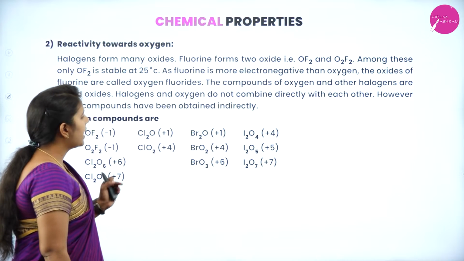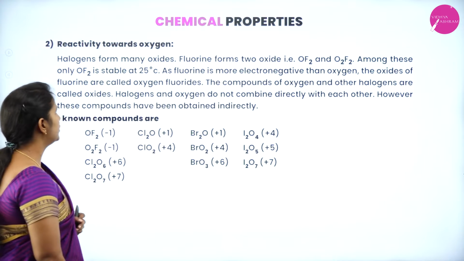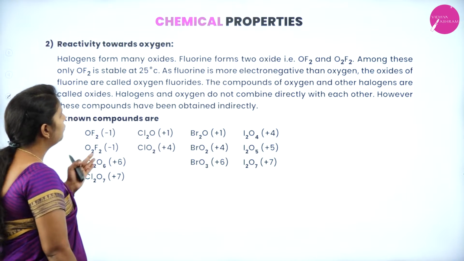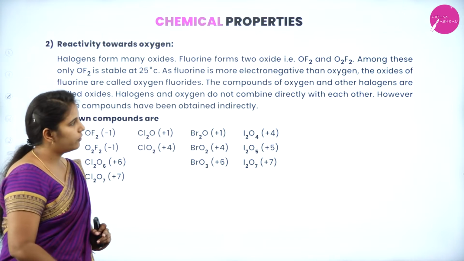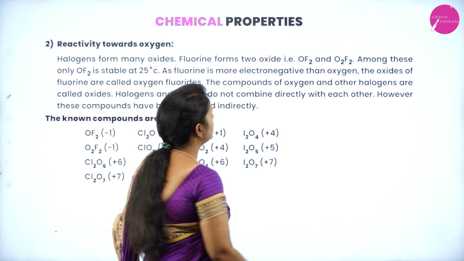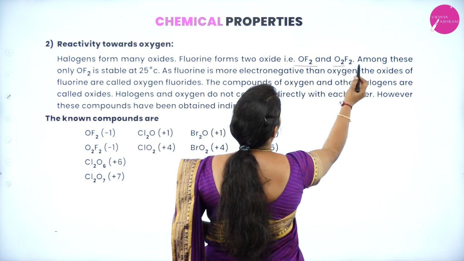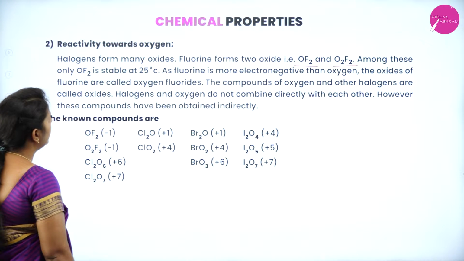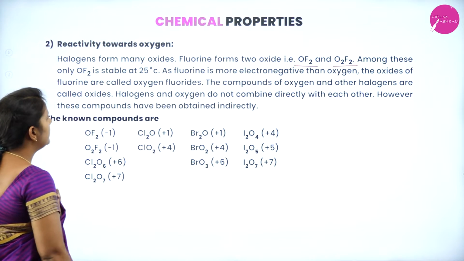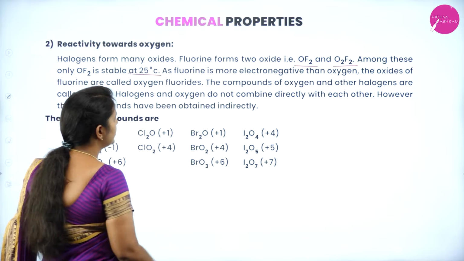Coming into their reactivity towards the oxygen. So the halogen forms oxides, but the fluoride will form two types of oxide, and it will be represented as OF2 and O2F2. Among these, only the OF2 will be stable at 25 degrees Celsius.